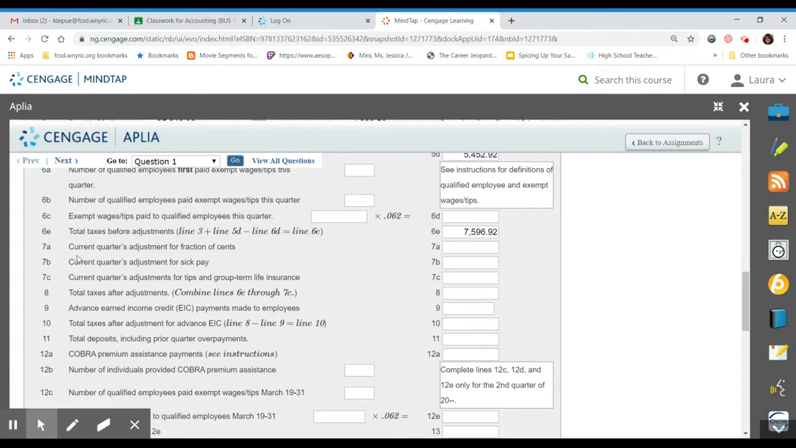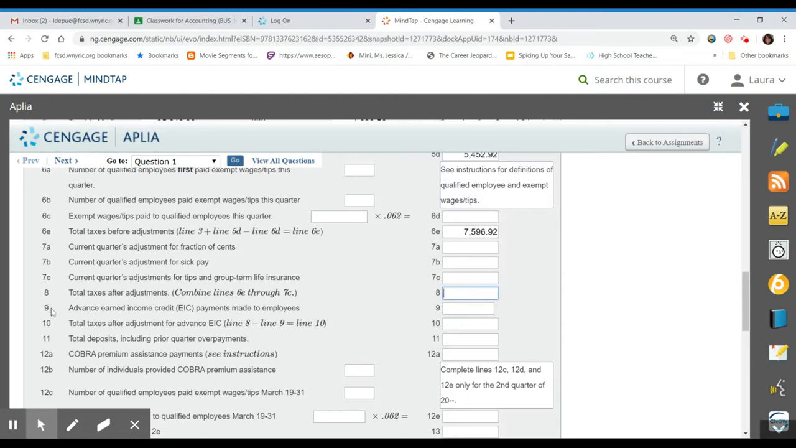These lines in line 7, 7A, B, and C, again, we're not worrying about anything about sick pay or fractions of cents or group term insurance, all of this stuff. So we're not worrying about any of those numbers there. So those are all zero, and in here we leave them blank.